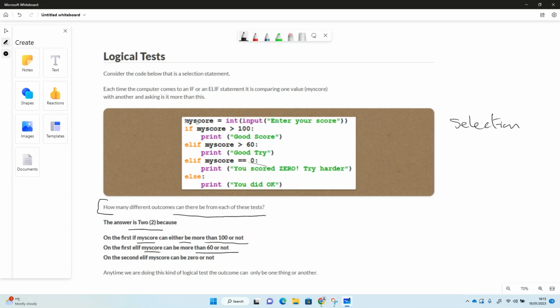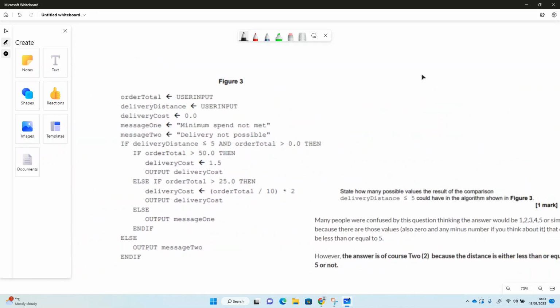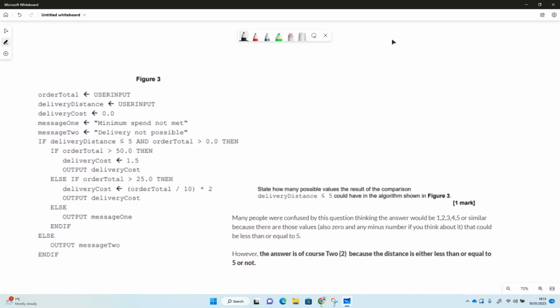On the second one, we're saying, is it 0 or not? Again, there's only 2 outcomes. So anytime we're doing this kind of logical test and they ask the question, how many outcomes could there be? It's always going to be 2. So this question here, I'll just lose that for a moment so we can get it on.